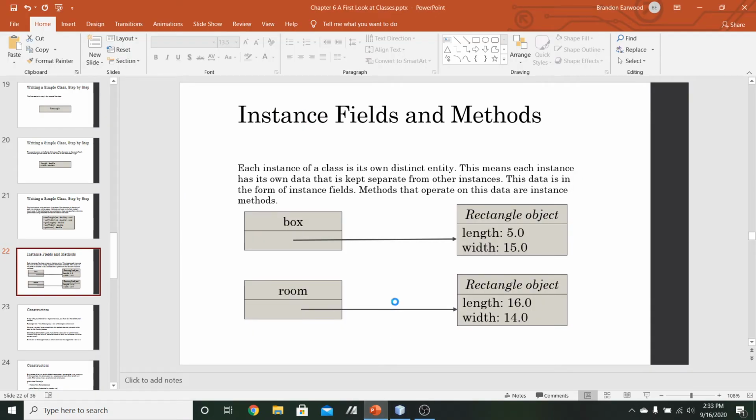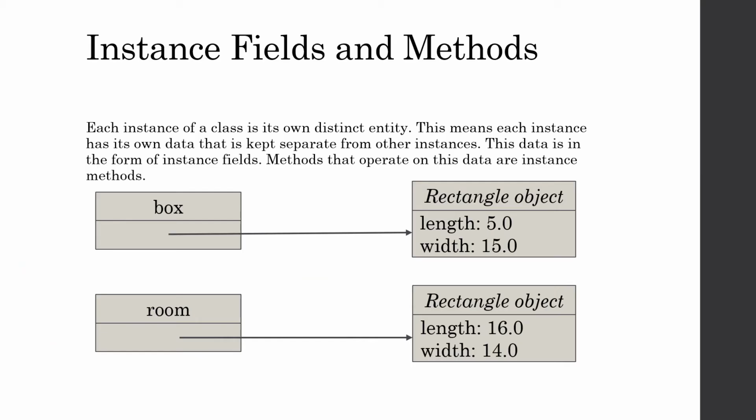So based on this, we can see, for each one of these different objects, each one's going to have its own unique or distinct pieces of data. So in this case, it was length and width. And then with the methods, we've got specific methods that are unique to each one of these different objects.